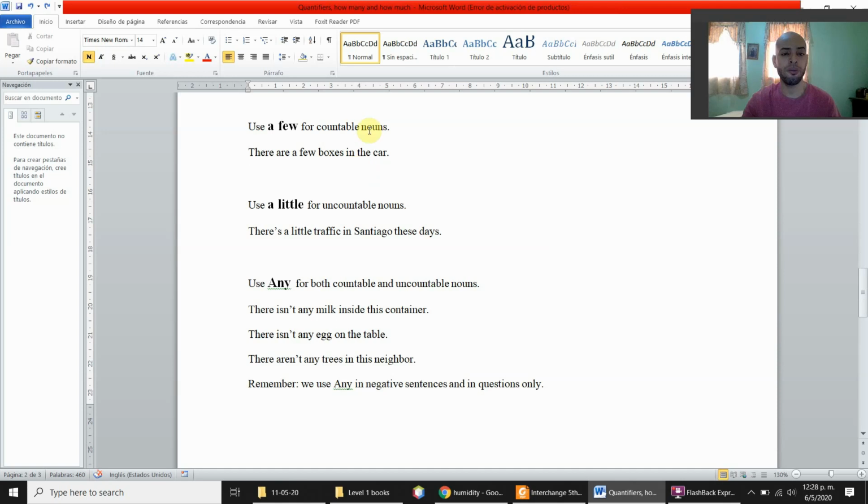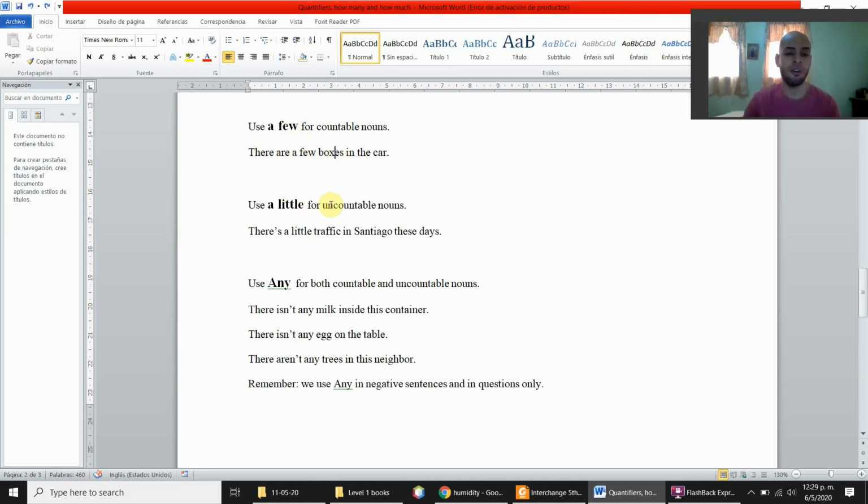So a few and a little are referred to a small amount, the opposite of big, a small amount. Use a few for countable nouns only. There are a few boxes in the car. Again, boxes is a countable noun. So we use a few with boxes.